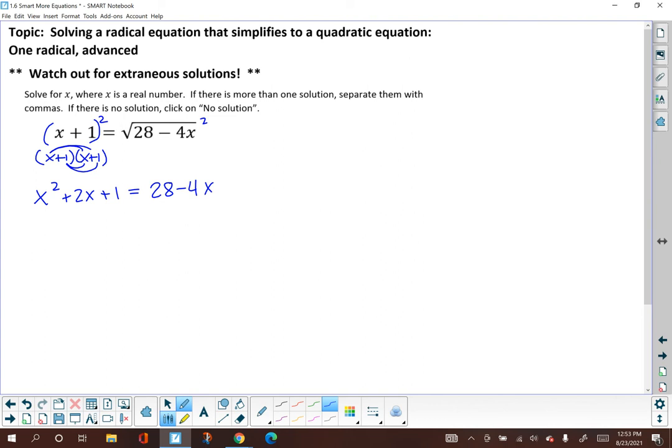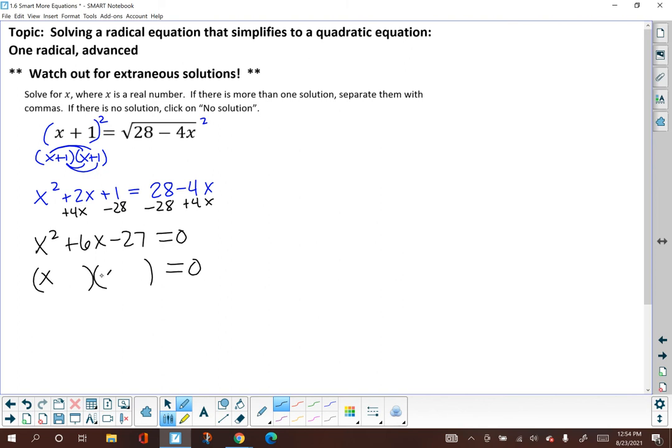This is a quadratic equation because it has that x squared term. So we want to get all of those terms over to one side so that we can try to hopefully factor to get our answers. And I don't think you'll have to use the quadratic formula on these. I think they will be factorable. So we've got x squared plus 6x minus 27 is equal to 0.